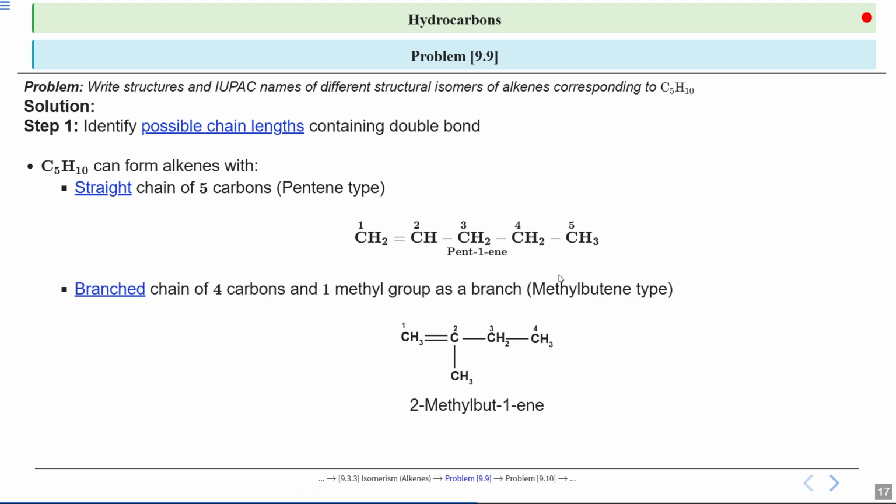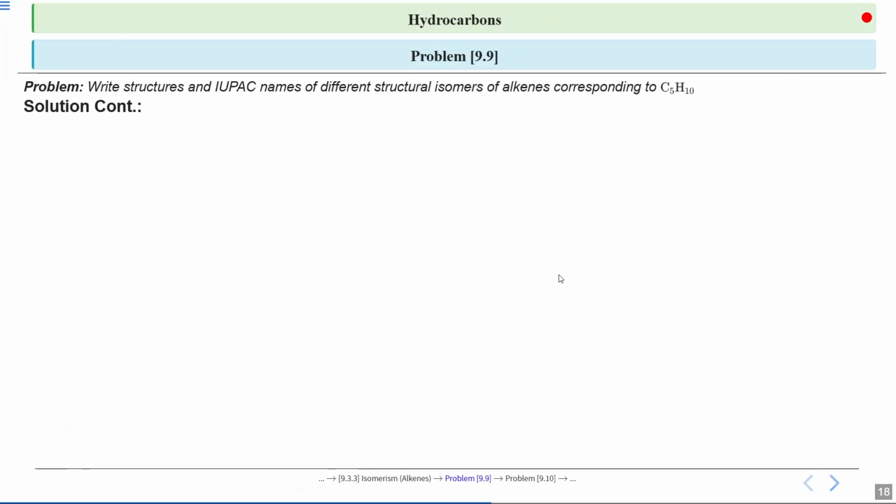Next, we have C5H10 but with a branched chain, with 4 carbon atoms and 1 methyl group as a branch, known as methylbutene. The structure for 2-methylbut-1-ene is illustrated here, showing how branching can create different isomers. Now moving on further, continuing with the solution. Now we see the second step in solving the problem.